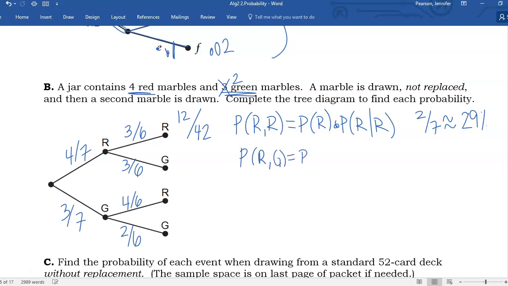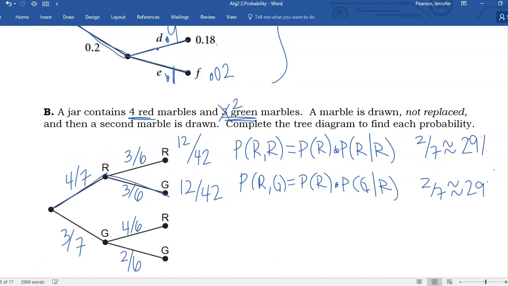Probability of red-green. We need the probability of getting a red times the probability of getting a green, given that we took out a red. So, following the path, that's 4 sevenths times 3 sixths. Hey, that's the same exact answer. So again, 2 sevenths is about 29%.